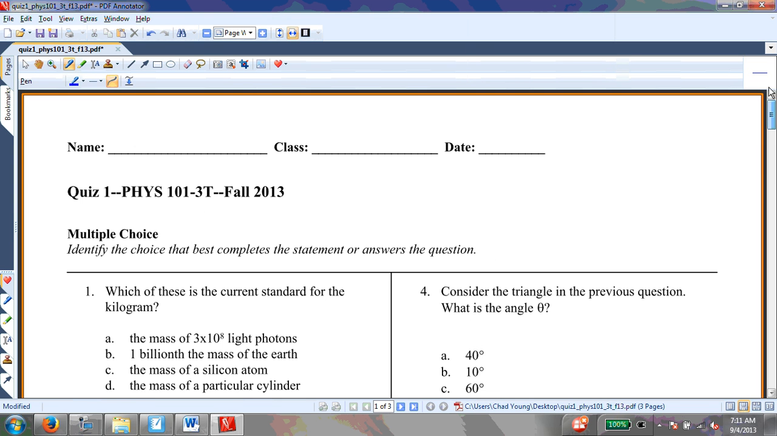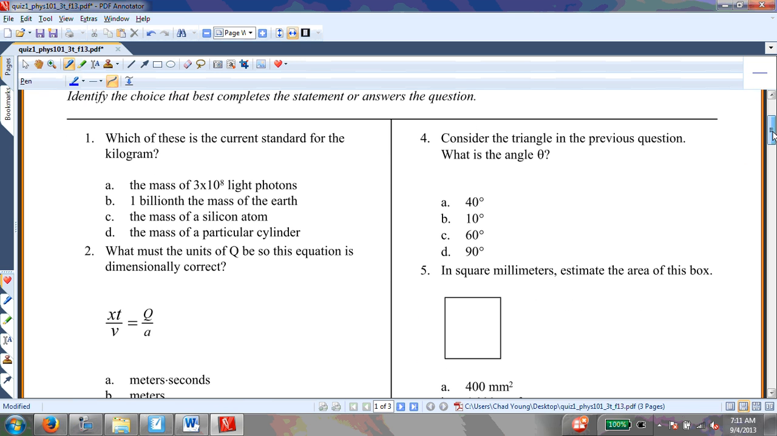All right, this is quiz number 1 for Physics 101 3T. Which of these is the current standard for the kilogram? The current standard is the mass of a particular cylinder. The standard is shifting away towards the mass of a certain number of silicon atoms. But right now, it is the mass of a particular cylinder.